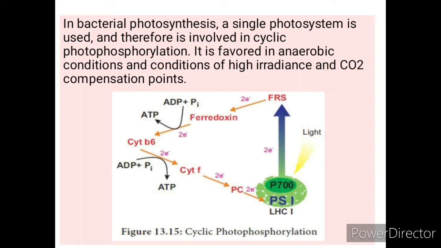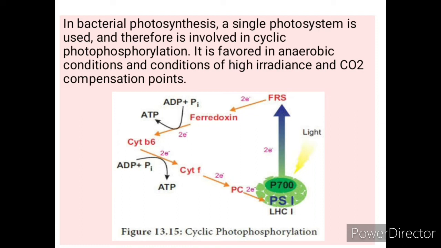But for the cyclic, there is only the requirement of photosystem first. So in bacteria only a single photosystem is present, which is photosystem first, and hence there is presence of cyclic photophosphorylation only. So it is favored in anaerobic conditions, conditions of high irradiance and the CO2 compensation point. So let's observe this diagram.